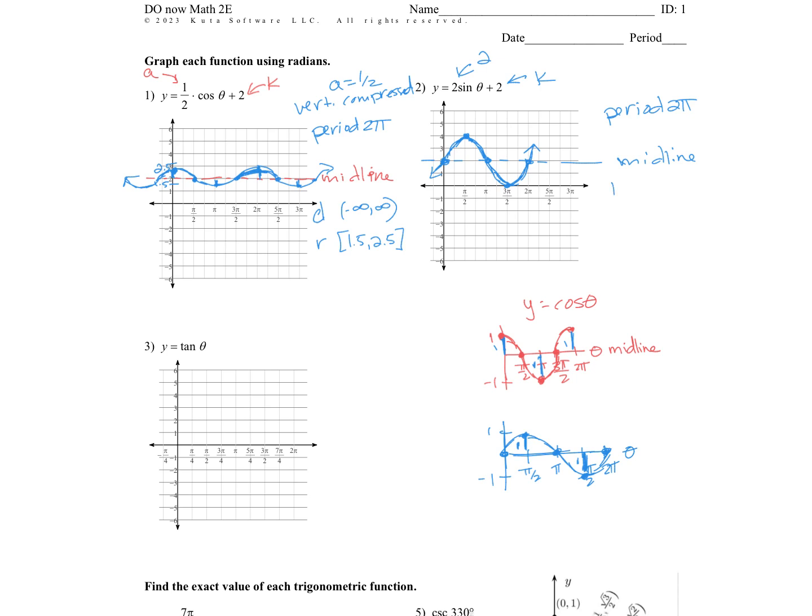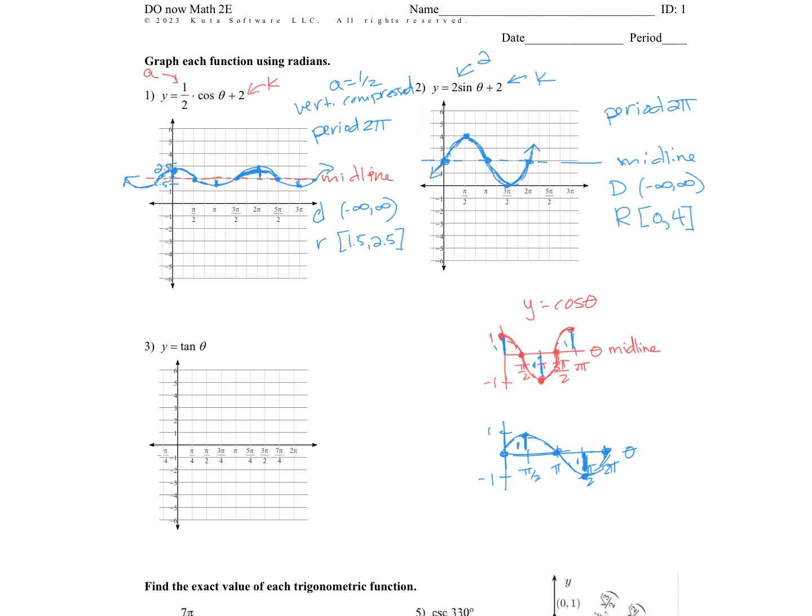And so my domain is all real numbers, or negative infinity to infinity. And my range for this problem, my lowest y value is 0, and my greatest y value is 4. So my range is 0 to 4 with brackets, because at 0 and at 4, my graph exists there and is solid. So now tangent.